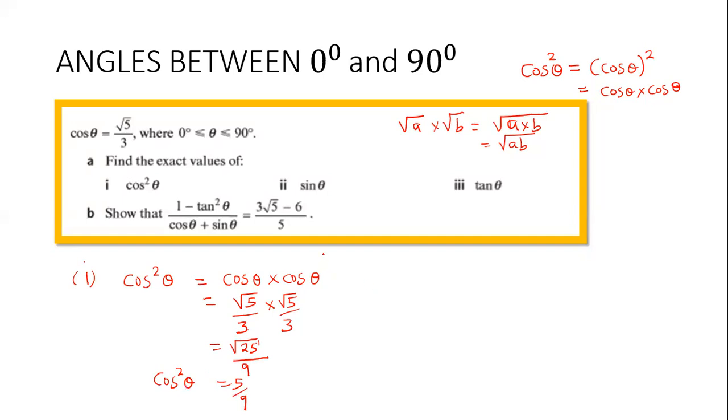Please let me know whether that step is okay for everyone. Is the step fine? Any questions? Please feel free to ask.